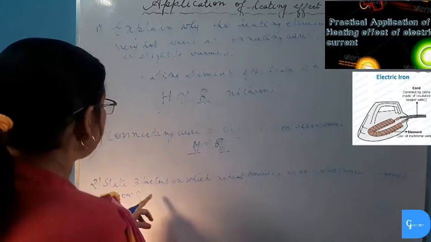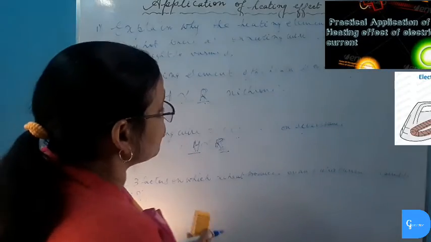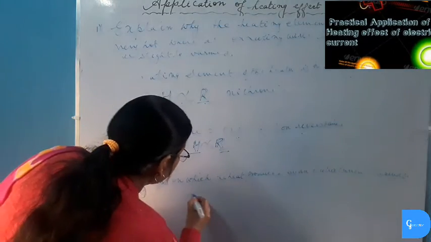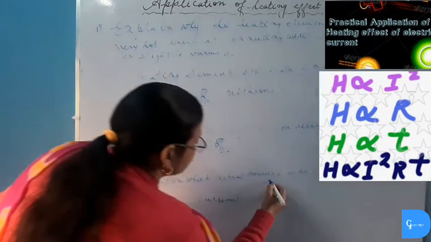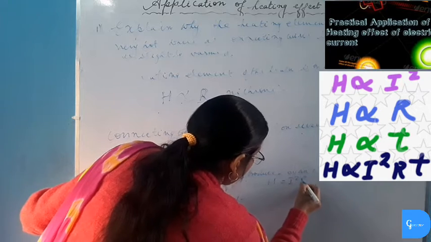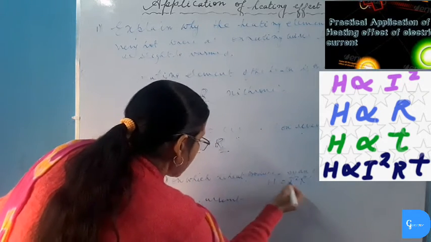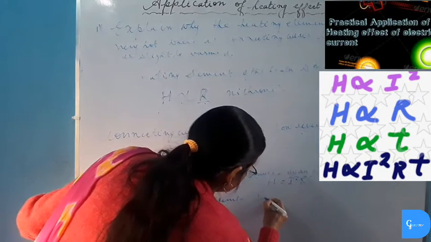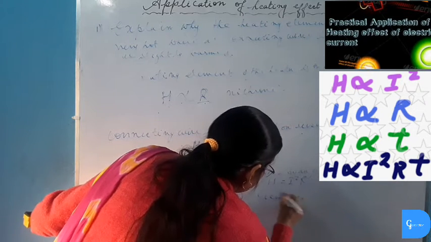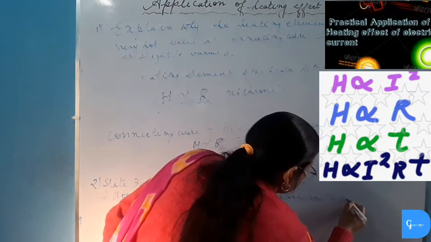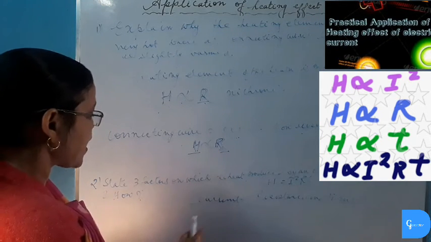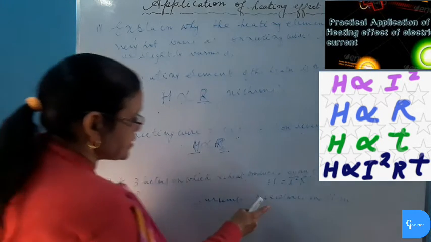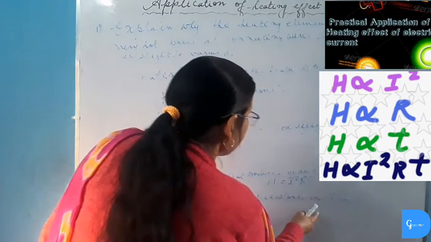Now it is asked, state 3 factors on which the heat produced by an electric current depends. The factors are current, heat produced depends on, I have told you the formula, H is equal to I square RT. So heat produced depends on current, resistance and time for which it is used. Thus, three factors on which heat produced depends are current of the circuit, resistance of the circuit and the time for which it is used.